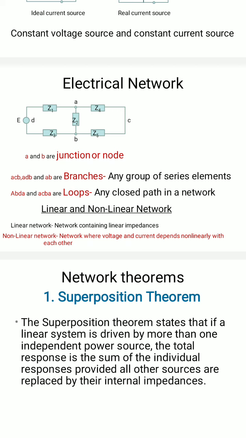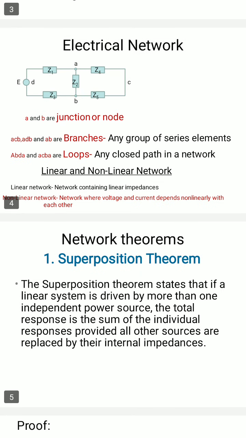Now let us see what a linear and a non-linear network are. A linear network contains linear impedances. That means when you increase the voltage, the current increases linearly in that network. Voltage and current are linearly dependent. Resistance is a constant there. But a non-linear network has no linear dependence. Voltage and current depend on each other non-linearly. It can be an exponential dependence, isn't it? So they depend on each other non-linearly. Then that network we can call a non-linear network.